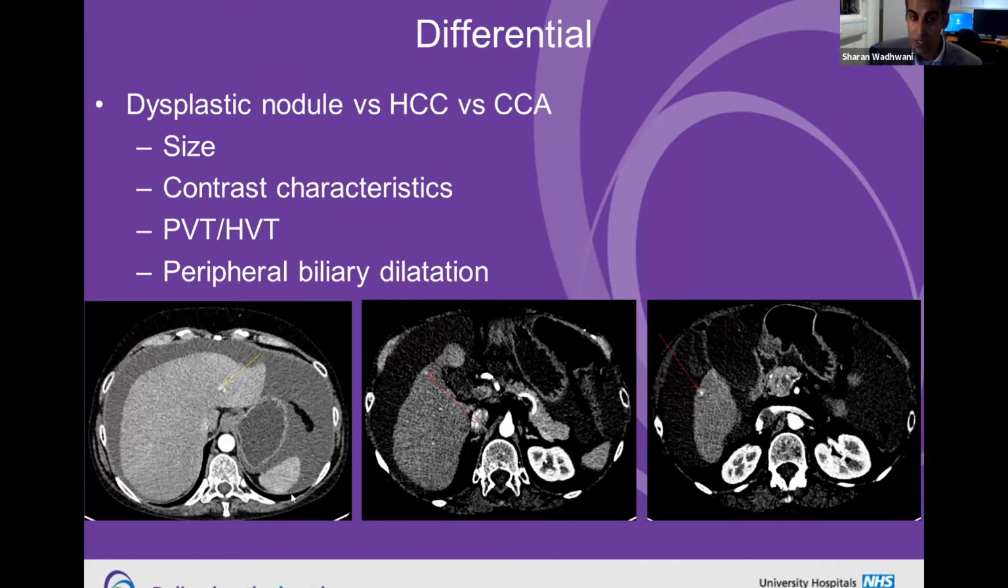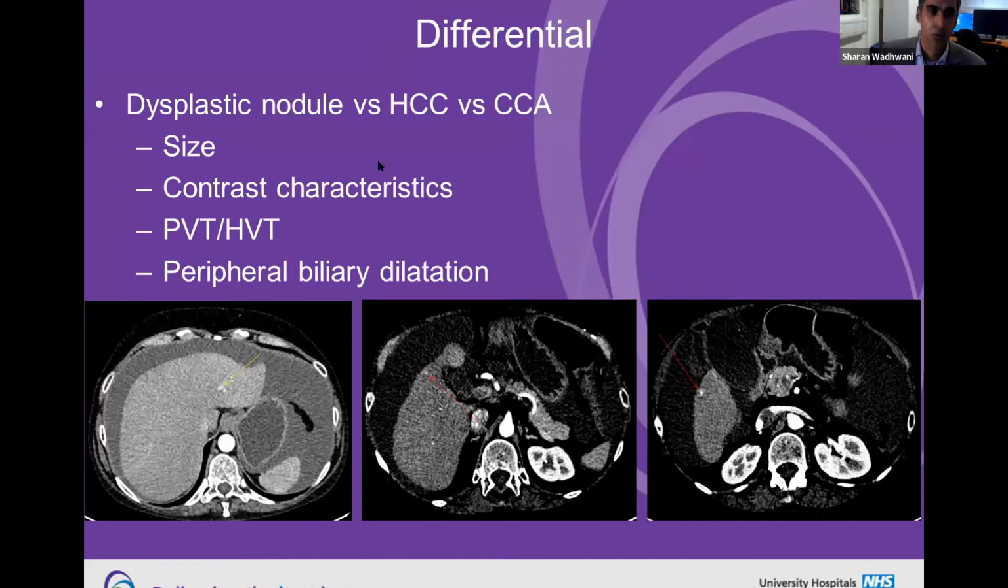On the portal phase, we didn't see them, and I'll reassure you that I didn't see them either when I looked on the portal venous phase, and they weren't really there on a delayed phase. So in this context, these are probably dysplastic nodules, not quite HCC because they don't fulfill the criteria for washout. Okay, is there anything else they could be? Well, yes, of course, always.